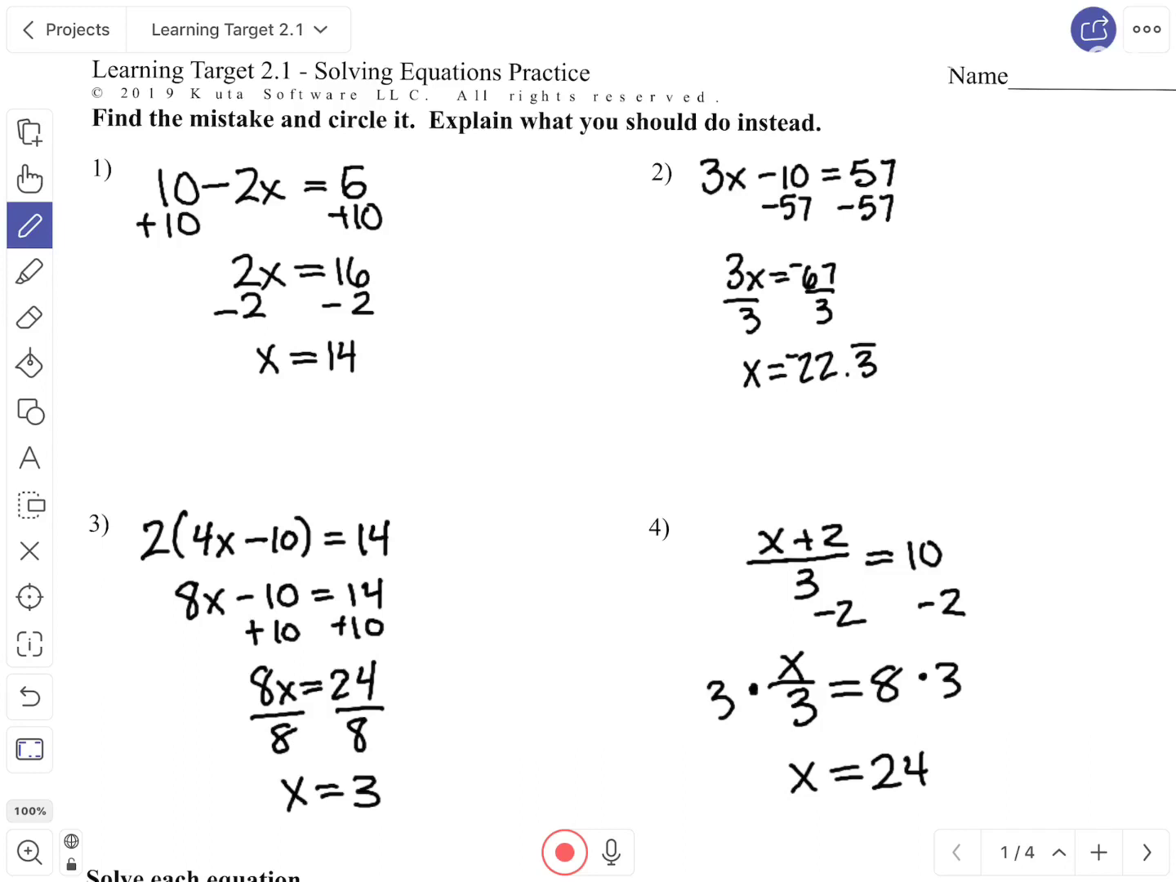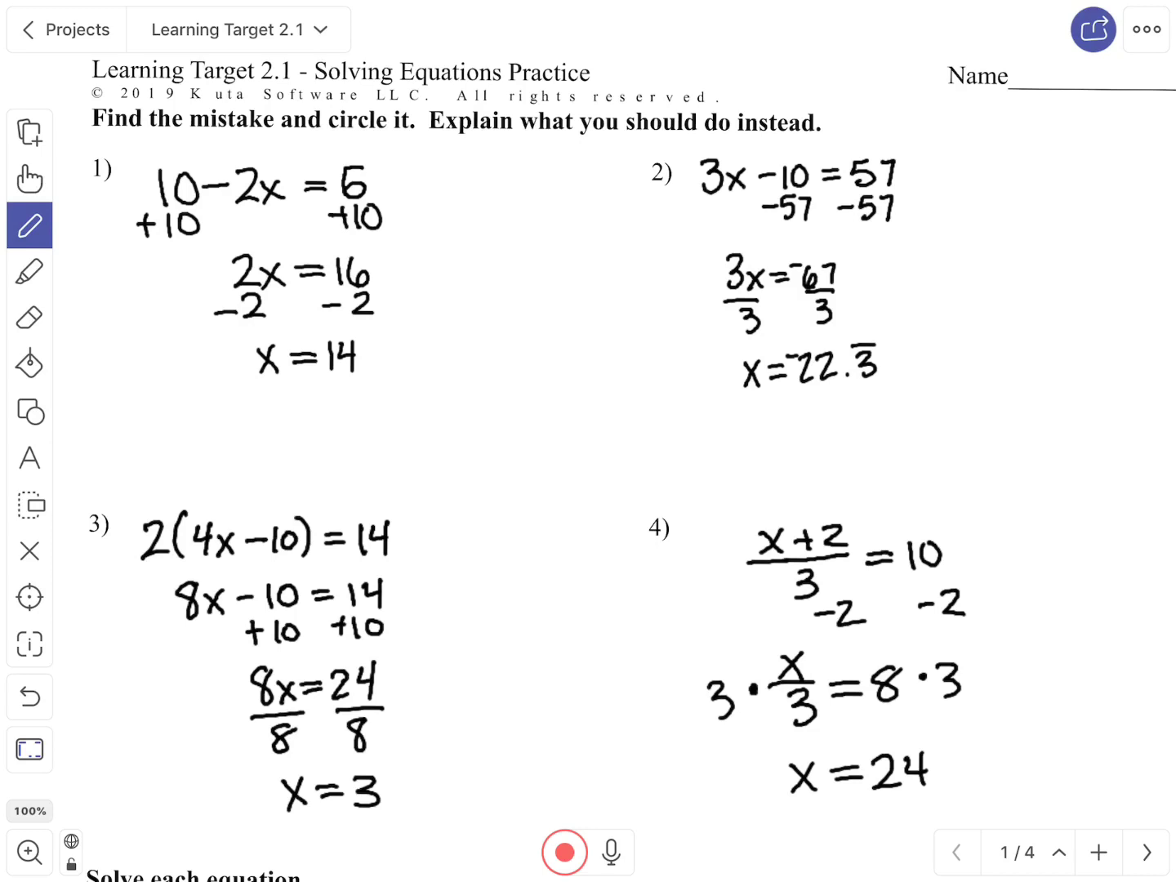Alright guys, so we're taking a look at Learning Target 2.1, Solving Equations Practice. So we've got a bunch of equations, we're just taking a look at how to solve them. So we've got a few where we're just looking at somebody that did some work, and we're just trying to find the mistake, okay? So if we look at the first one, we have 10 minus 2x equals 6.